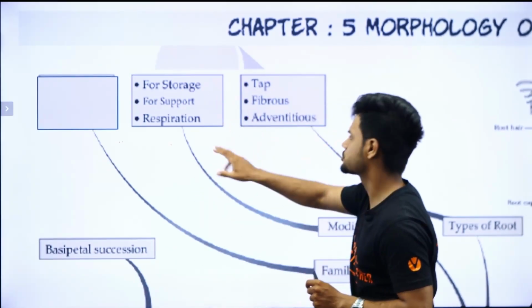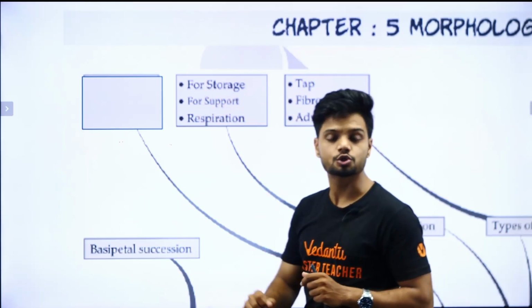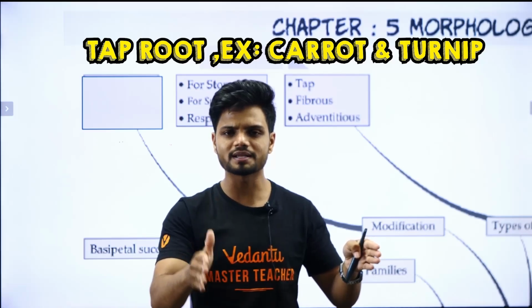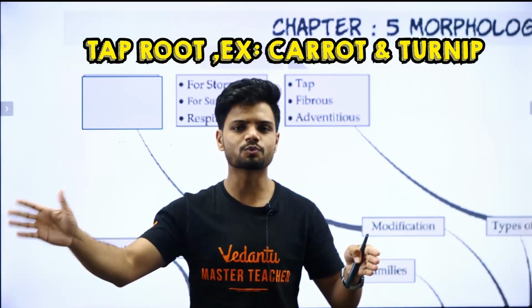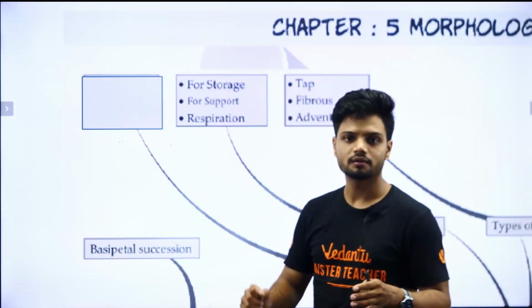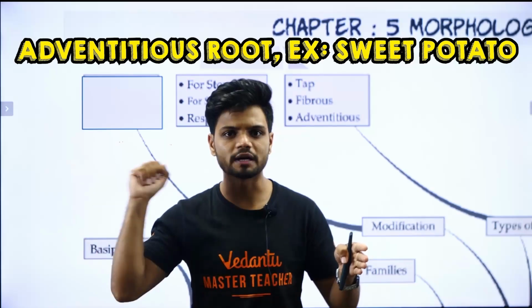But what is the modification here? Modification is that a particular root can become specialized for storage. That is, if it is a taproot, for storage, the examples are carrot and turnip, as well as radish. Radish is not given anymore. Same storage, for adventitious root, the example is going to be sweet potato.